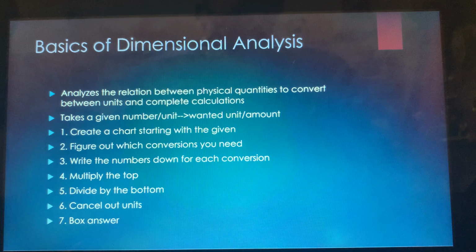So how do you do it? First, you create a chart started with the given. You figure out each column, because it's a table chart. You figure out each column that you need to convert to get to what you want. And then you write down the numbers and units for each conversion. Now, these should be pretty simple, known based on the given or a conversion that is universal, like 12 inches in 1 foot. Then you multiply the top, divide by the bottom, cancel out the units, and you get your final number and unit.